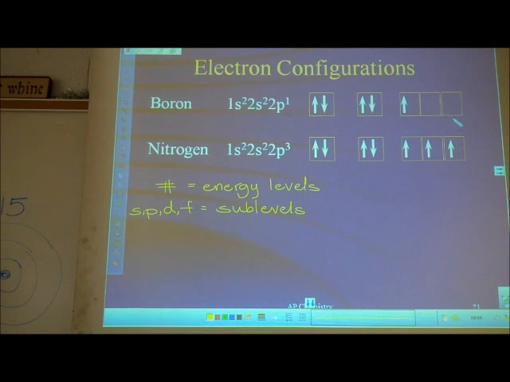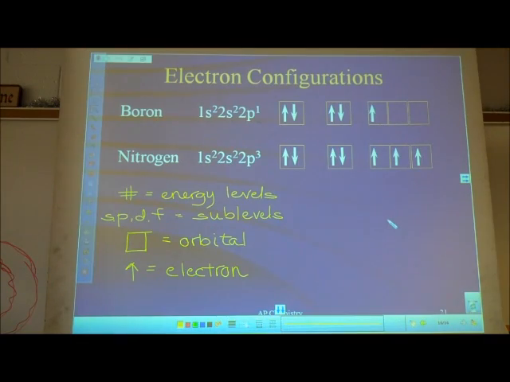If you draw out your electrons, these arrows, we call that orbital notation, and we'll talk more about that next class. Do you remember what each box represents? An orbital. And each arrow represents what? An electron. So just reviewing a little bit of vocabulary. Okay, let's do some practice here.